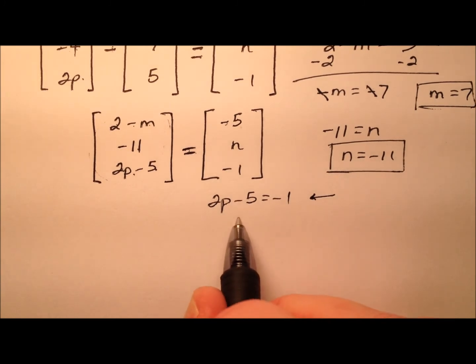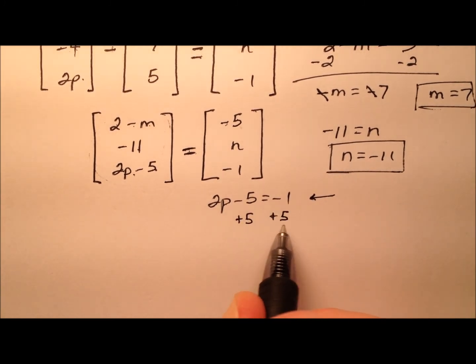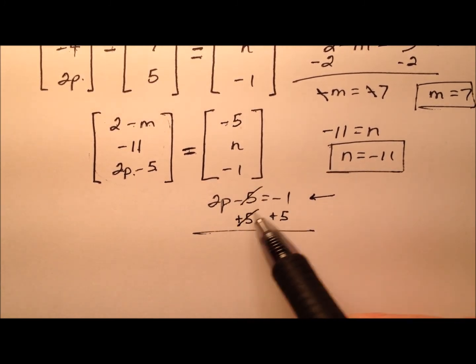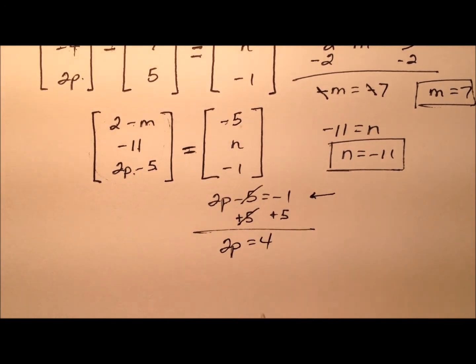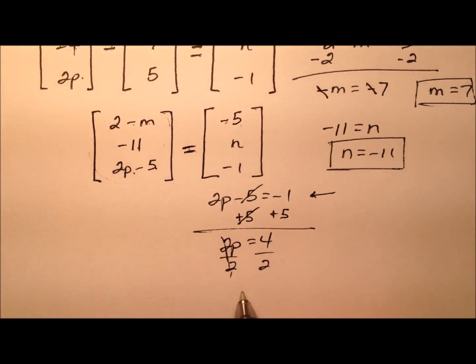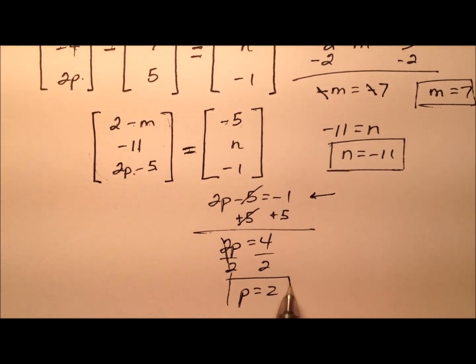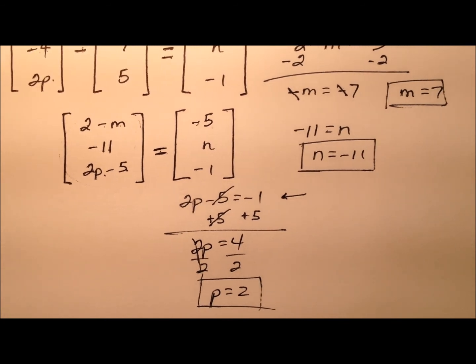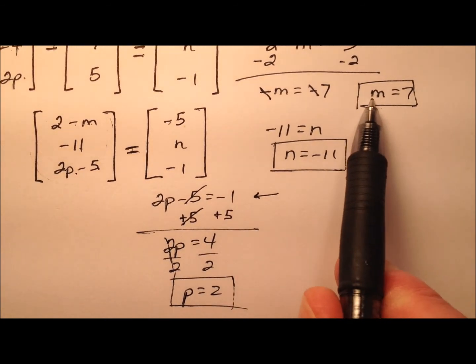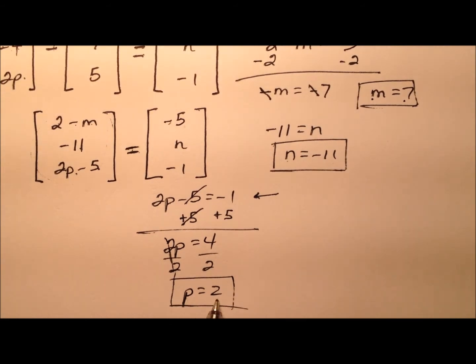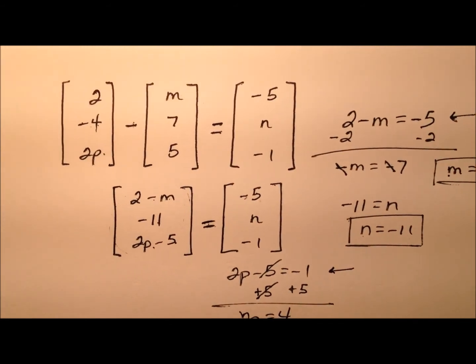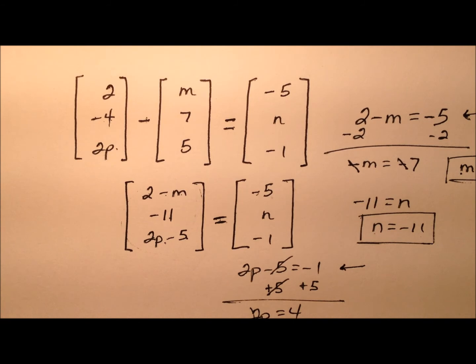And finally, on this last one, let's go ahead and start by adding 5 to both sides so we can get rid of that 5. So we have 2p equals 4, and we go ahead and divide both sides by the 2. It looks like p equals 2. So here are the three values then. m is positive 7, n is negative 11, and p is positive 2. And that makes this matrix equation true.